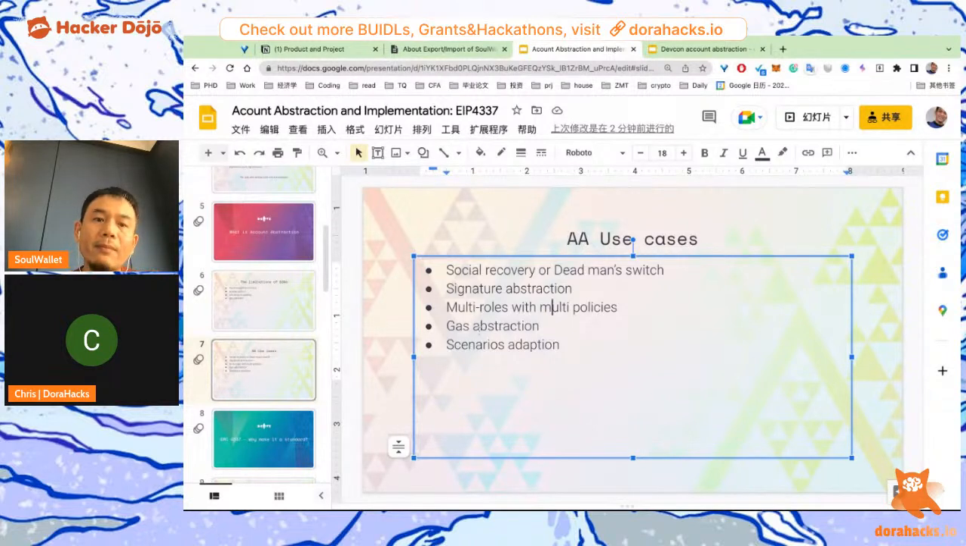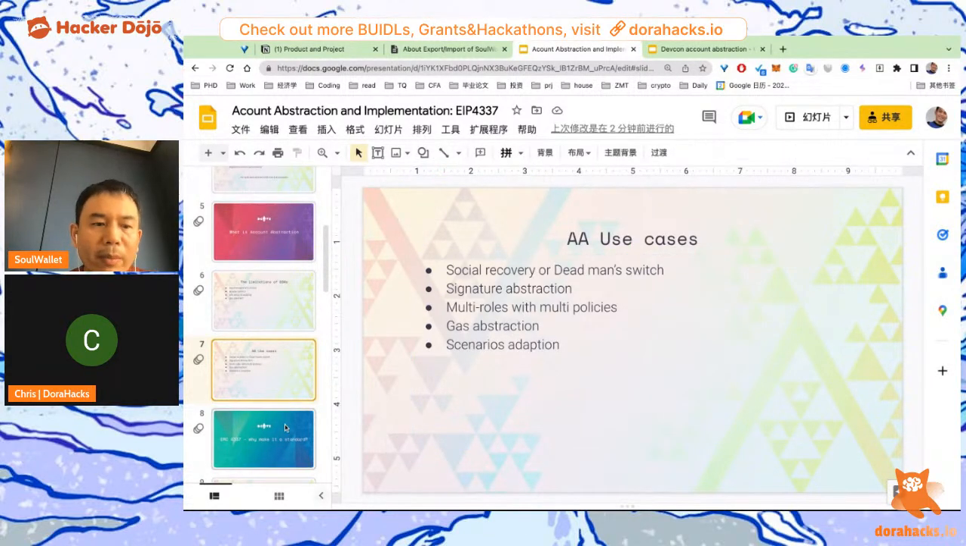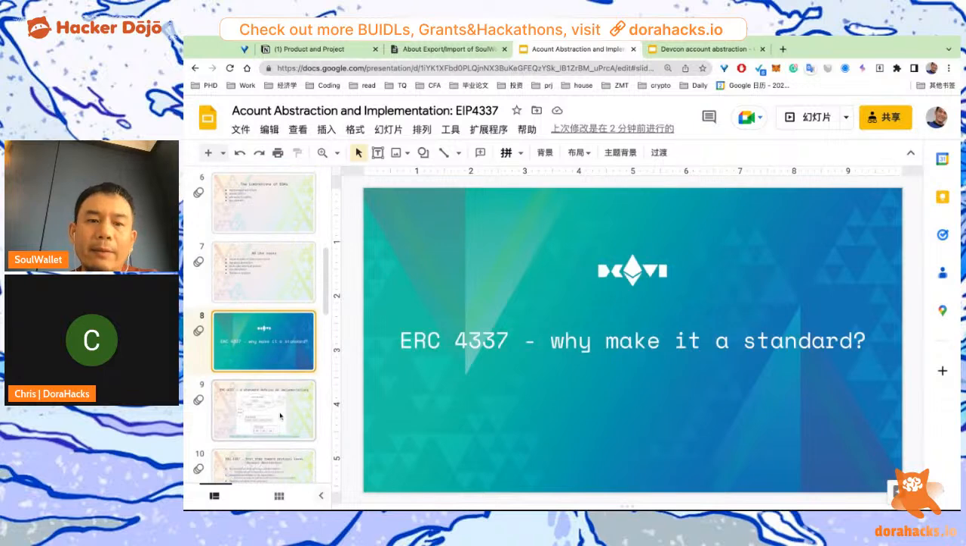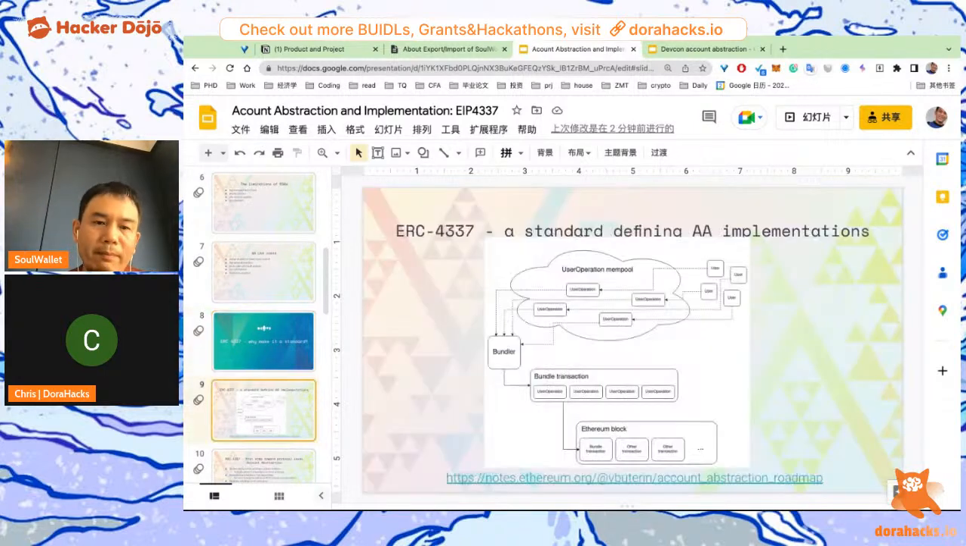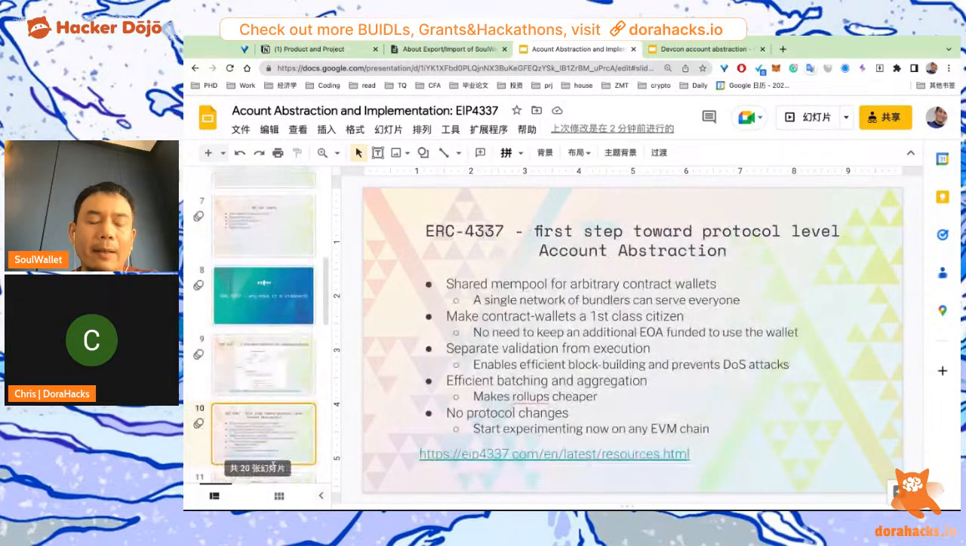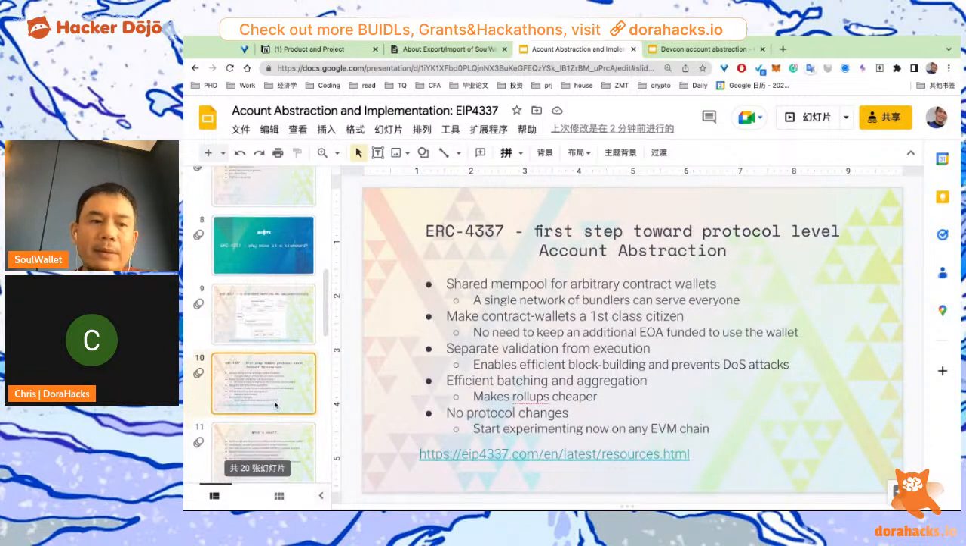Now we talk about gas abstraction. We have many use cases. The first must make a stand about the mempool, to make all the user operations be built into blocks and on-chain. It's a method and also a standard in AA, account abstraction.